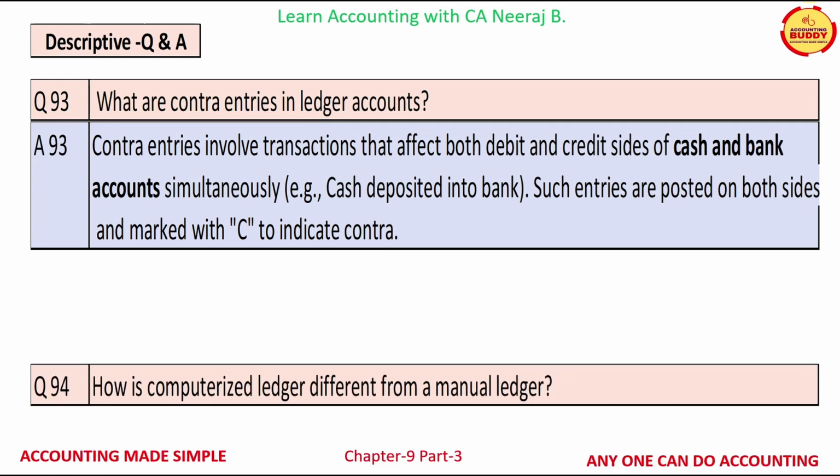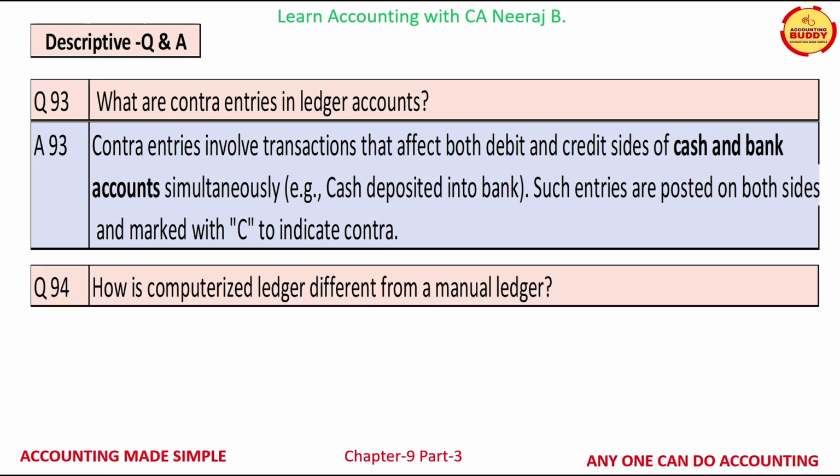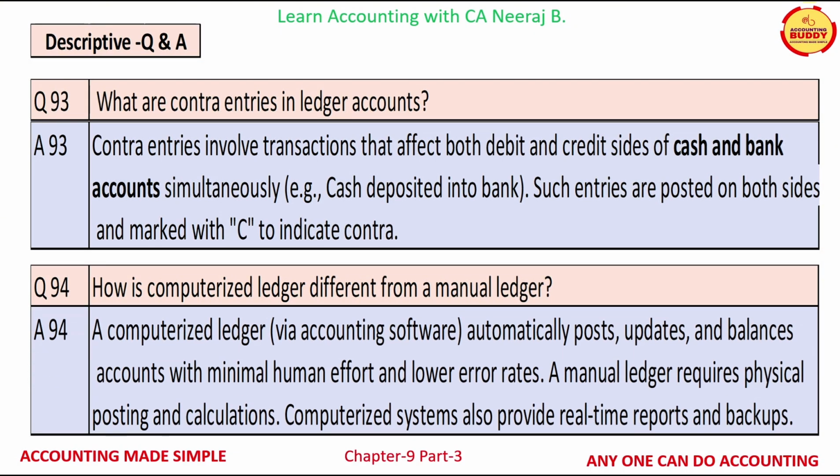Question number 94. How is computerized ledger different from a manual ledger? The answer is a computerized ledger automatically posts, updates and balances accounts with minimal human effort and lower error rates. A manual ledger requires physical posting and calculations. Computerized system also provides real-time reports and backups.